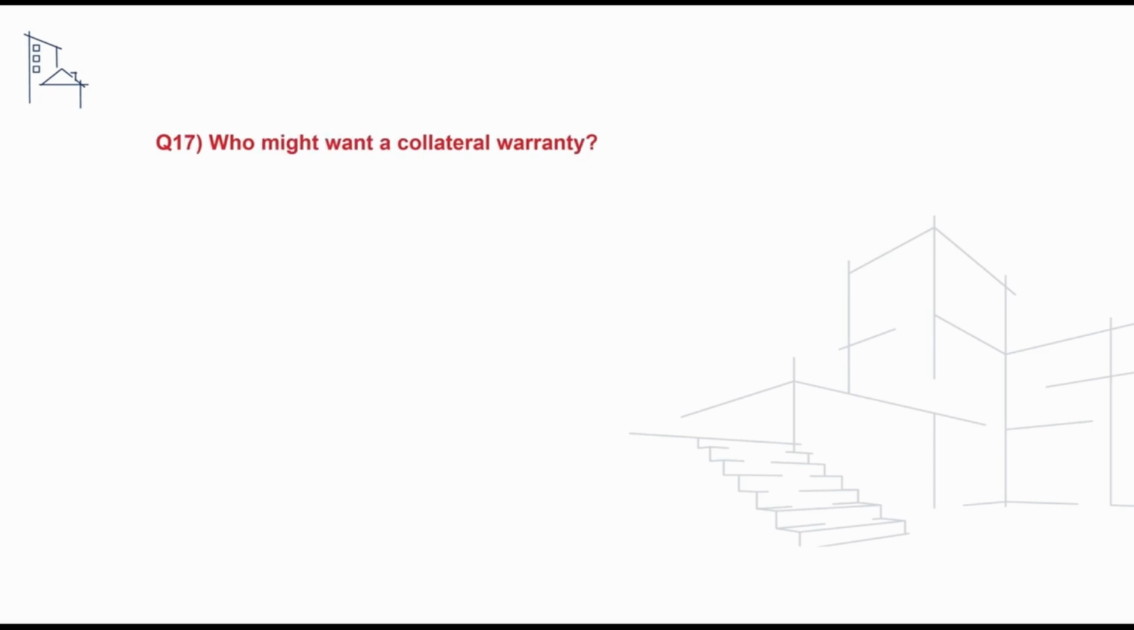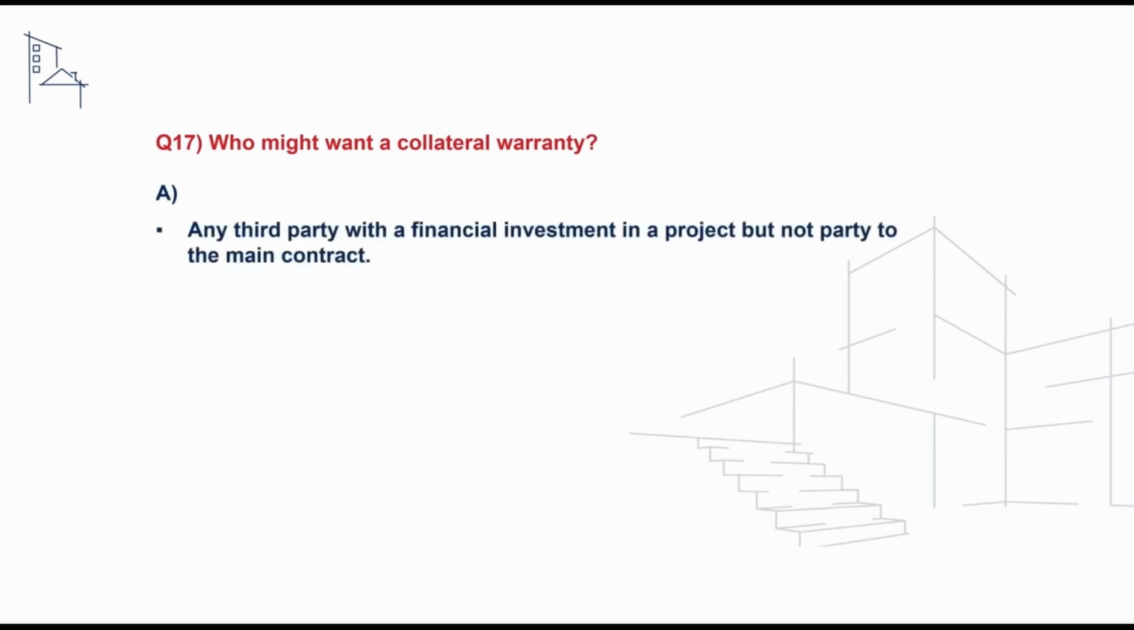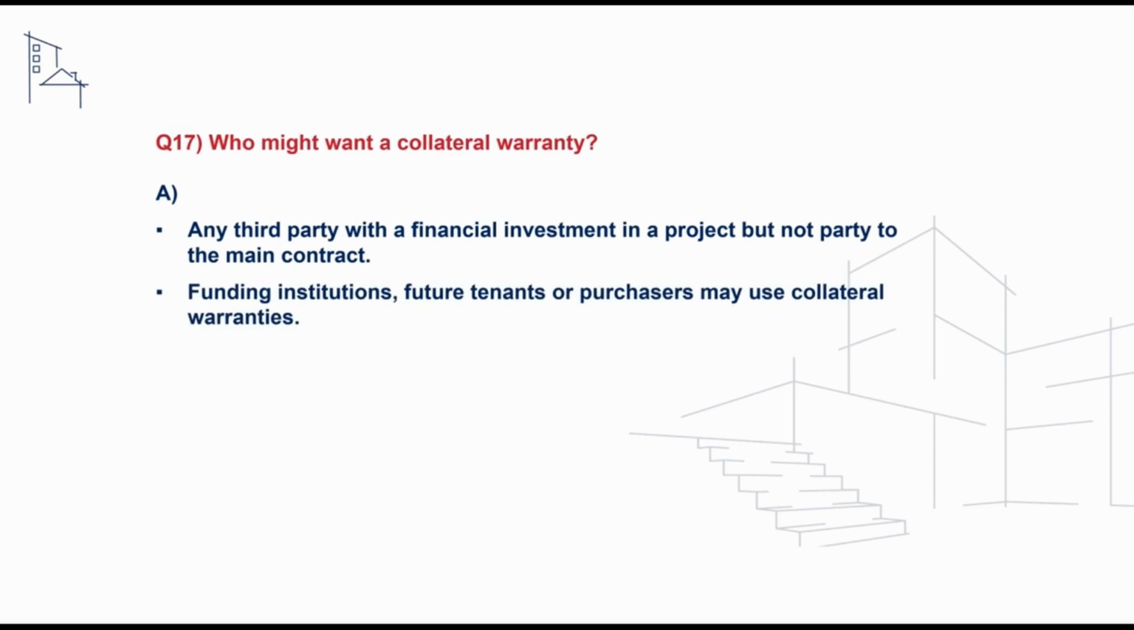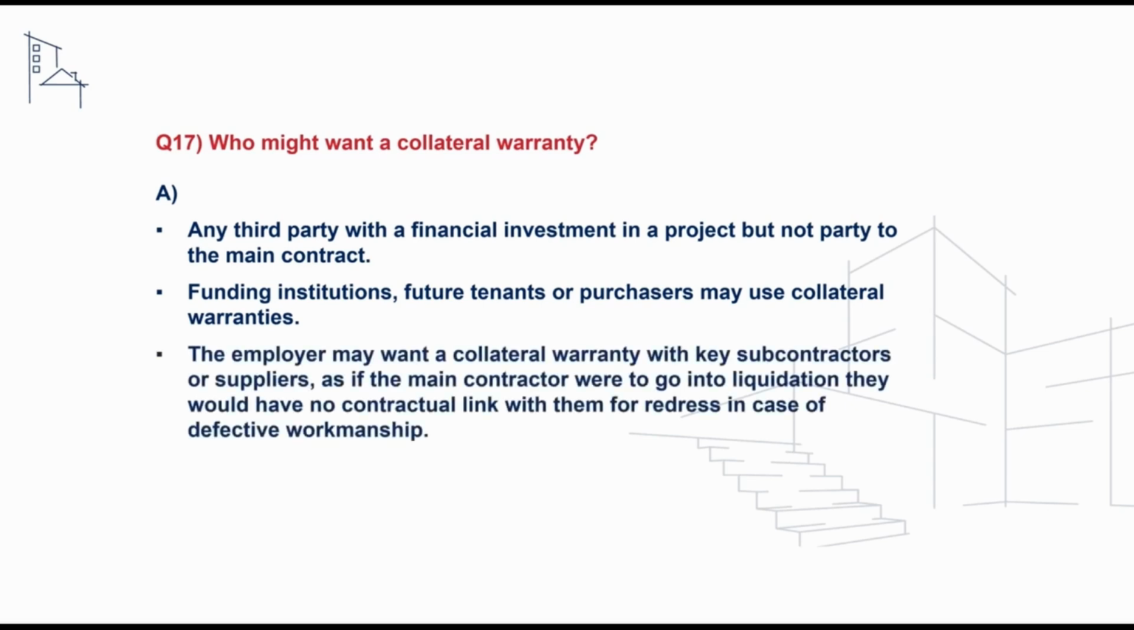The next question we'll take a look at is what parties may require a collateral warranty. And to address this, we can advise that any third party with a financial investment within a project but not party to the main contract may require a collateral warranty. This could include funding institutions or future tenants and purchasers that may use collateral warranties. The employer may also want a collateral warranty with key subcontractors or suppliers, as if the main contractor were to go into insolvency, they would have no contractual link with them for redress in the case of defective workmanship.